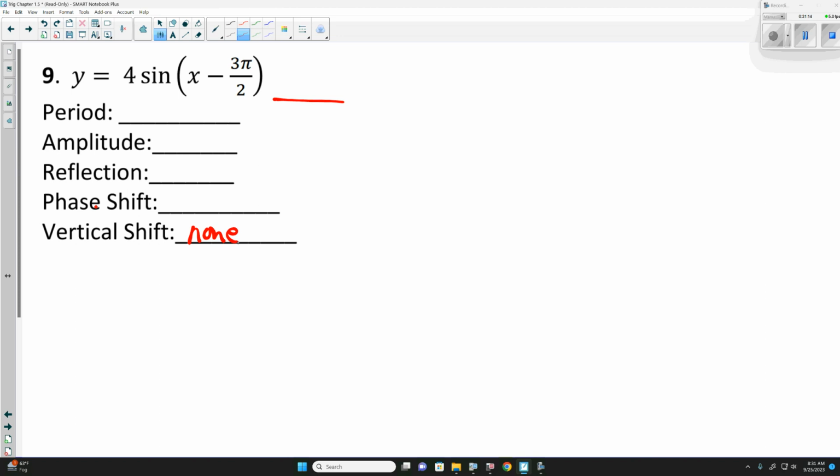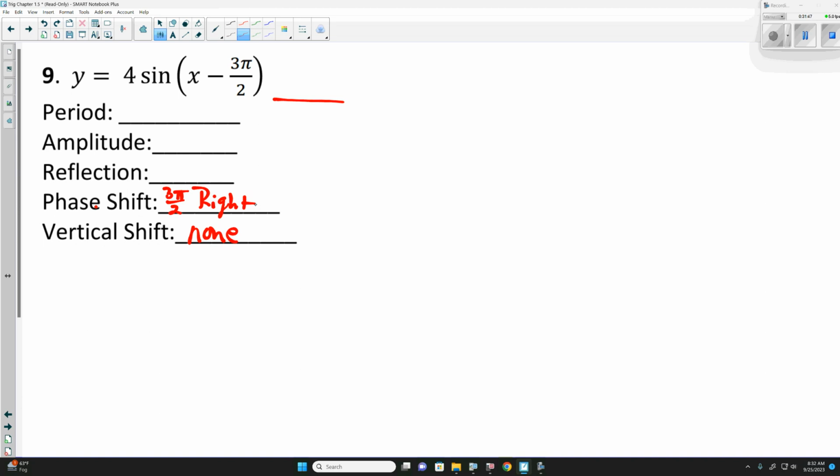Now we do have a phase shift, because we have that minus 3 pi over 2. What's the value of B? 1. So the phase shift is going to stay 3 pi over 2, and it's going to go to the right. It's going to be the opposite of what we think. Really right and left, because they are cyclic functions, cyclic in nature. They actually move the same value left and right for the most part. But 3 pi over 2, right.